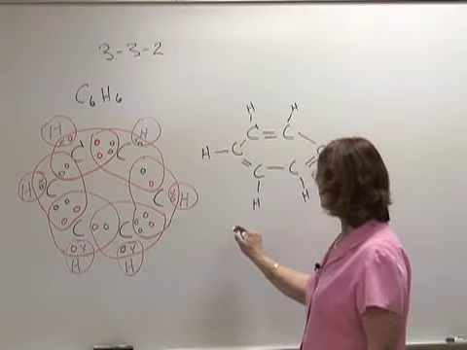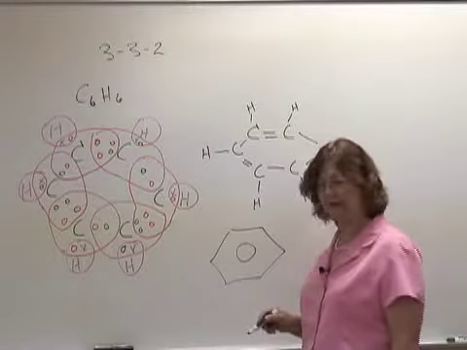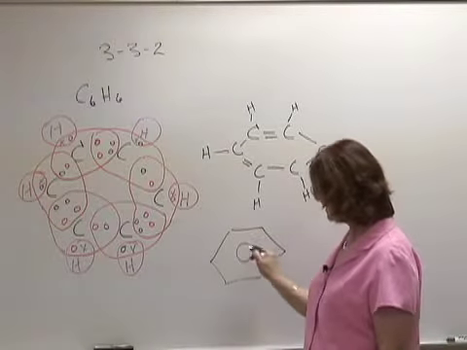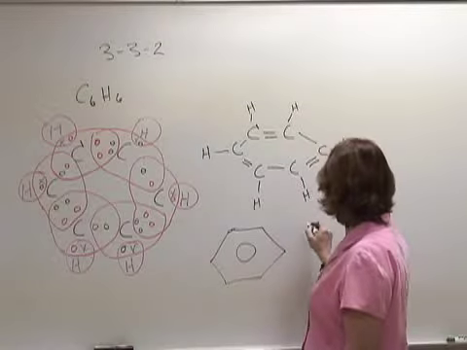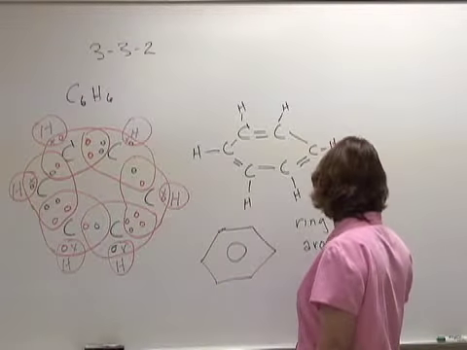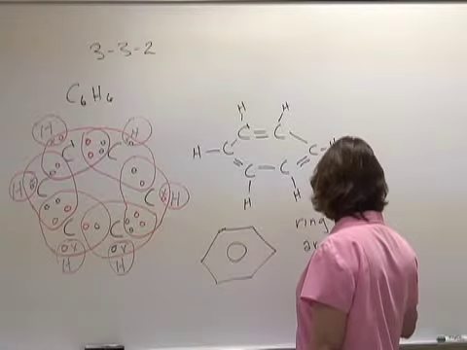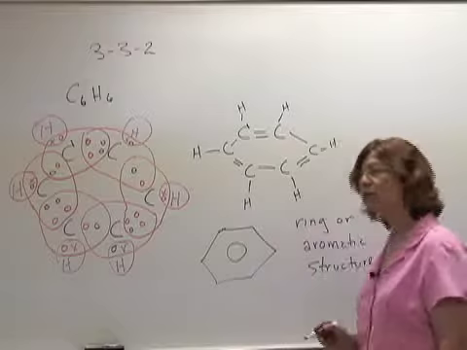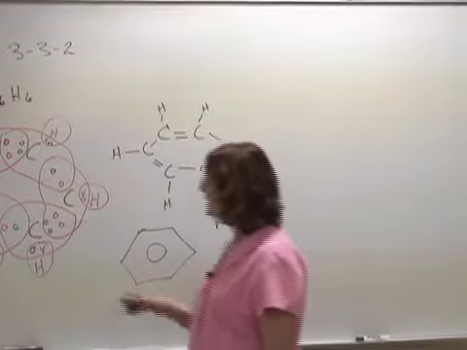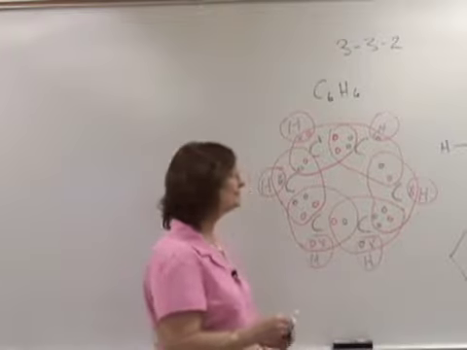Now, an abbreviated way of showing a structure that is similar to this would be this. This is called a ring or aromatic structure, a ring or an aromatic structure. And it looks very complicated, but once you try it once, you'll be fine with it.